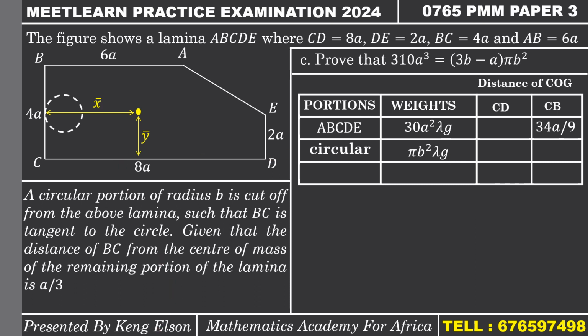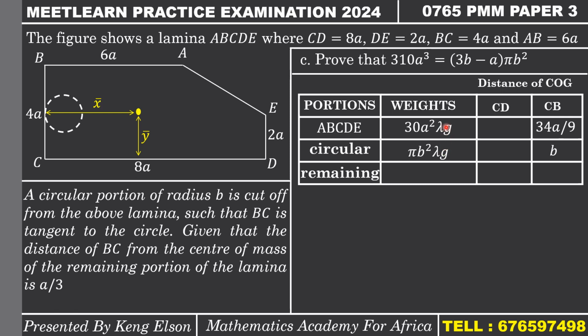The center of mass of this circular portion is at its center, and the distance from the center of mass of this circular portion to BC is just this distance. Since BC is tangent to the circle, that distance is the radius of the circle, which is b. Now the weight of the remaining portion of the lamina is gotten by taking the weight of the whole lamina minus the weight of what was removed.